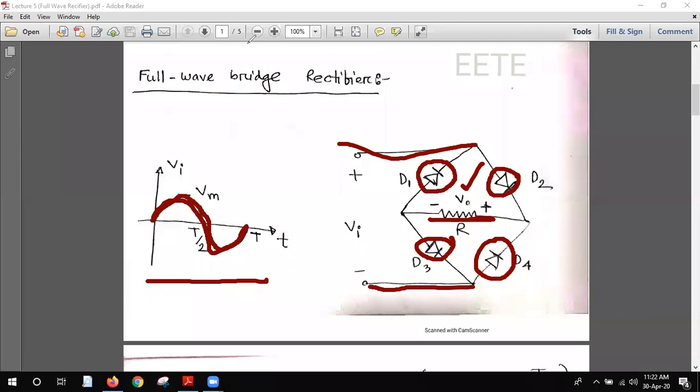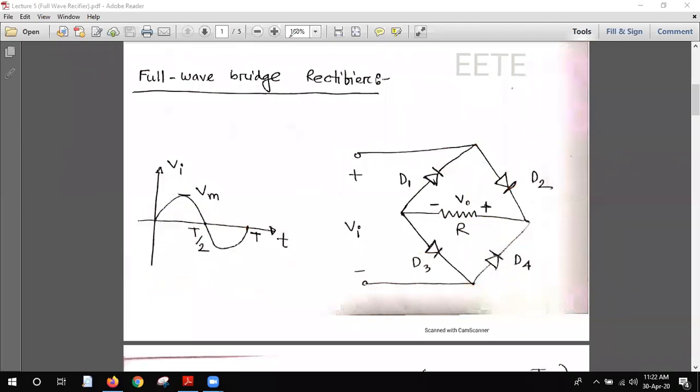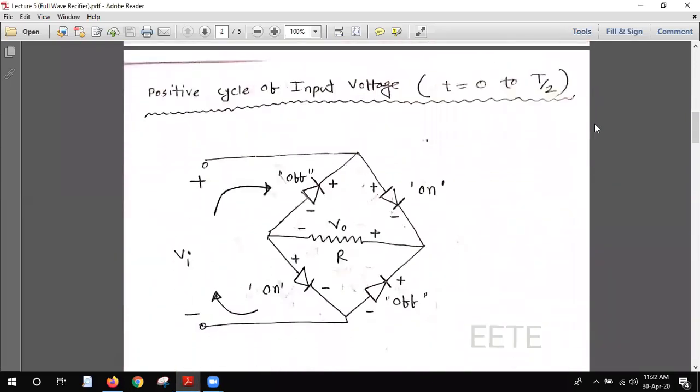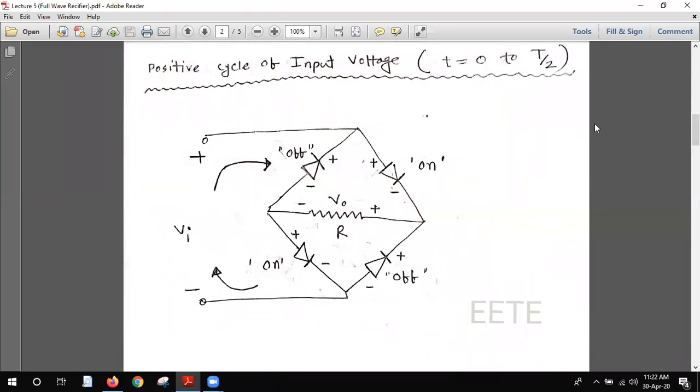So let's see how it works during this full cycle. First, in the positive cycle of the input voltage, how does it work? Let's see. Basically, this will be the input. At that time, this is the positive cycle. This is VI.